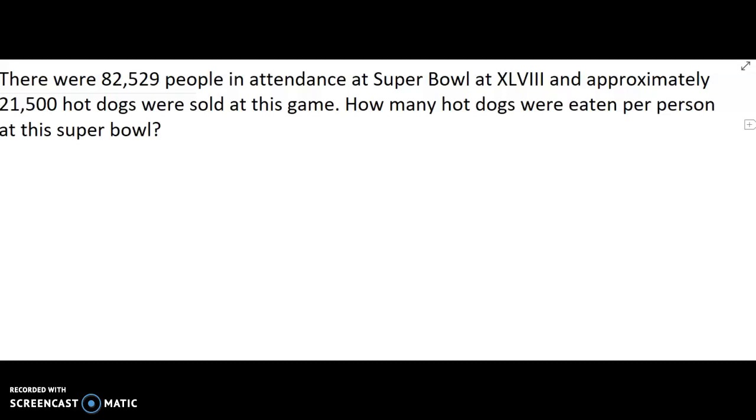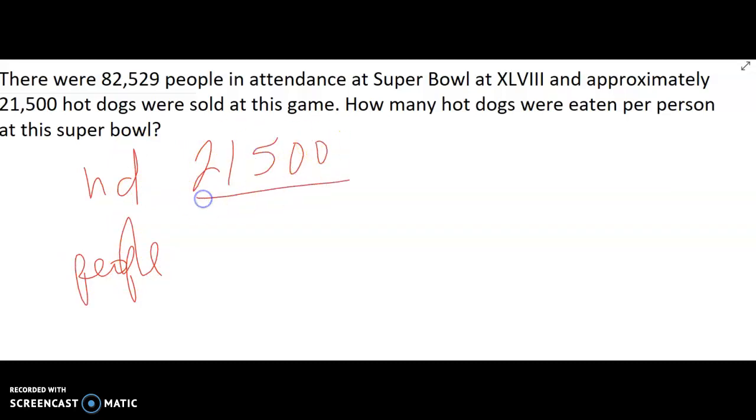So let's set this up. I'm going to put hot dogs on the top, people on the bottom. All right. So I know that 21,500 hot dogs compared to 82,529 people. And I want to know how many hot dogs per person. Now, you might be saying right now to yourself, Becky, you're dumb. You don't need to use a proportion for this. I know, we could have just divided. We're getting there. Part of this is understanding how proportions work, because we don't always look at per one person. So sometimes it takes a little bit more work.